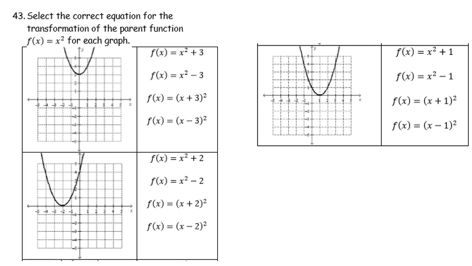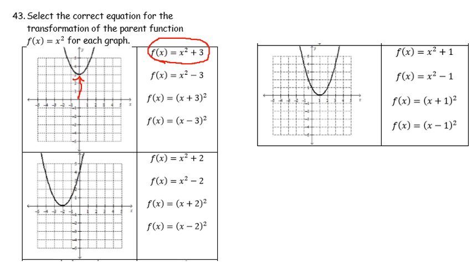43. Select the correct equation for the transformation of the parent function. So our parent function here is f of x equals x squared. Now notice this one right here, the first one, it just moved up 3. So if it moves up or down, that's a plus 3 or a minus 3 outside of the parentheses. So since this one went up 3, it's going to be plus 3 outside of the parentheses.